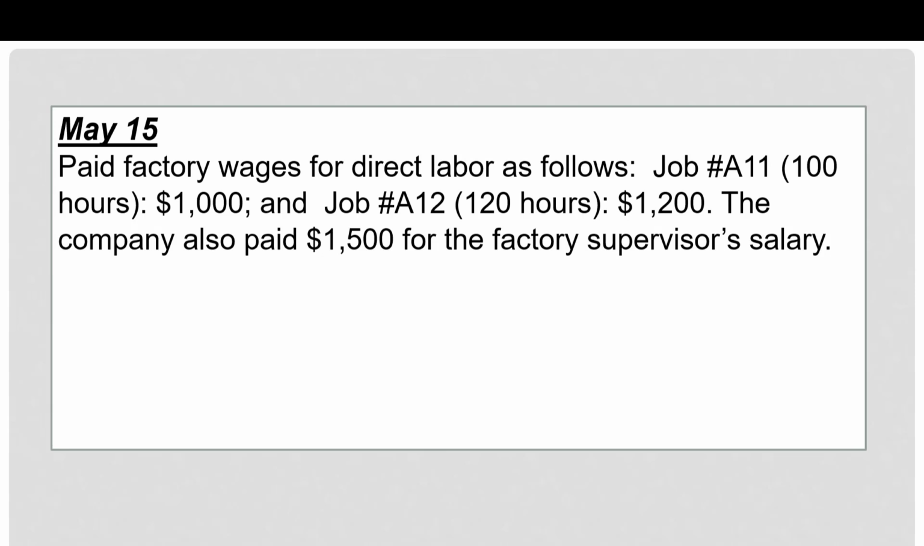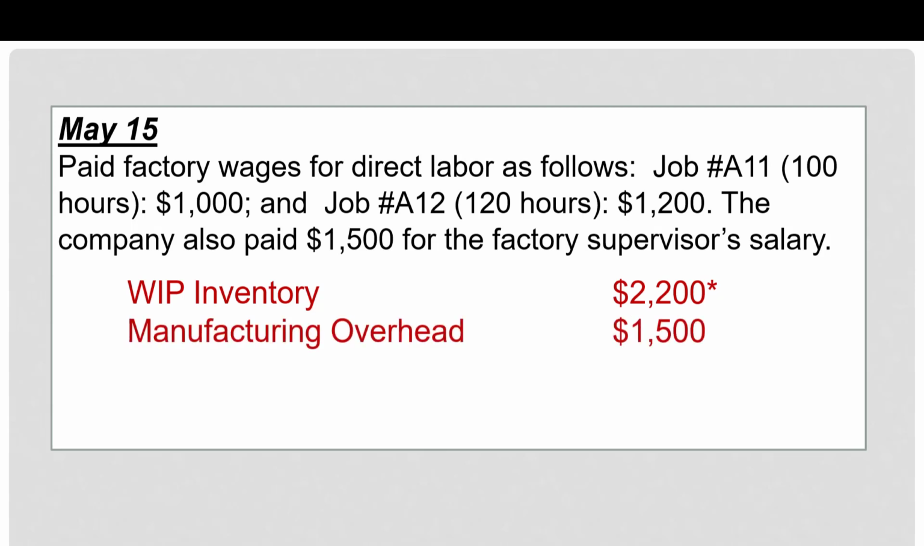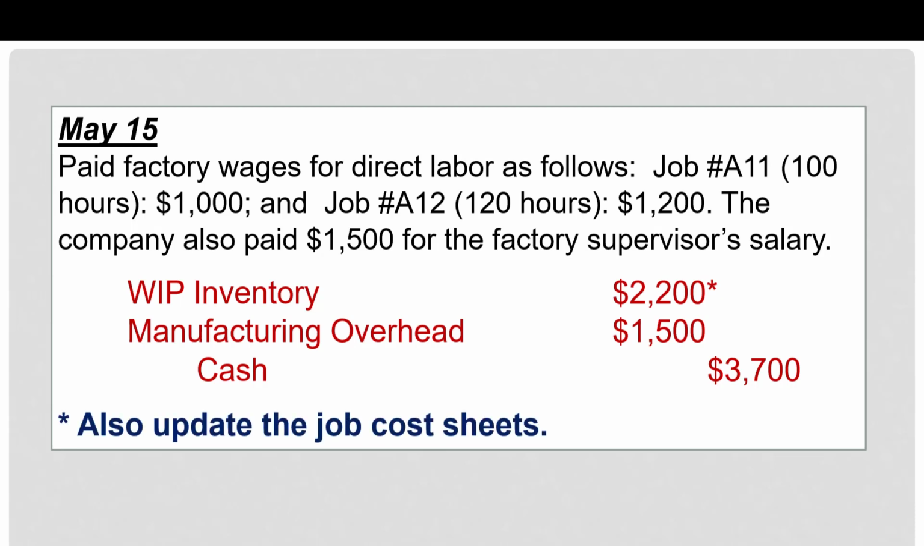So for the direct labor, there would be a work ticket that indicates where workers spent their time. And it's traced to each job, and for those costs, you will debit work in process inventory. That is the $1,000 for job A11 and the $1,200 for job A12. For the factory supervisor, you will identify that as a manufacturing overhead cost, and you will debit manufacturing overhead. And you'll credit cash for $3,700. Once again, you will update the job cost sheets as we'll see in a minute.